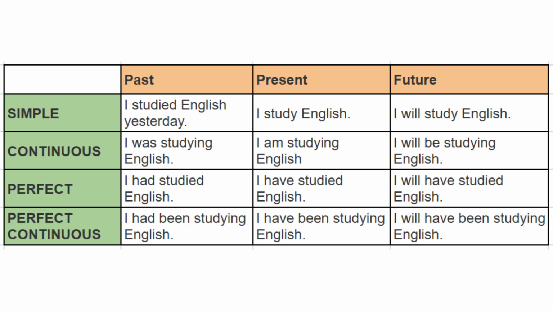Please check this table for tenses, and you will understand where you have to use am, is, are, was, were, will, would, have, had, etc. Please pause the video and read the table so you will completely understand tenses with examples.